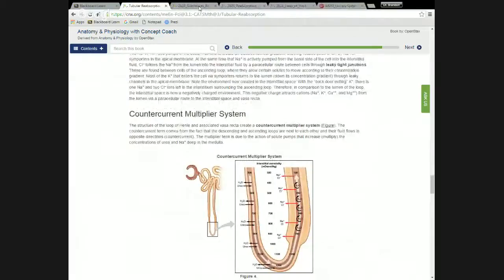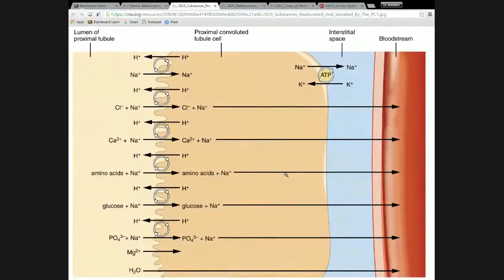Okay, so this picture is just kind of an overview of how a lot of things are reabsorbed from the nephron. This side of the picture, the lumen of the proximal tubule, represents the filtrate. So this is everything that's coming out of the blood. And a number of things move back into the blood. Here we have calcium, we have sodium everywhere, amino acids, glucose, phosphates, magnesium, water, those sorts of things.